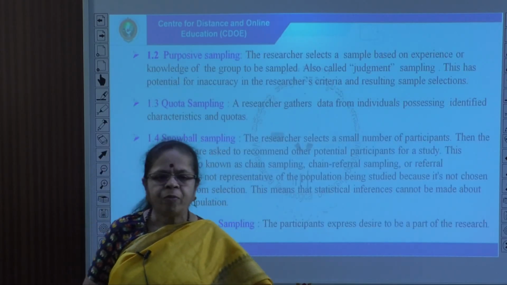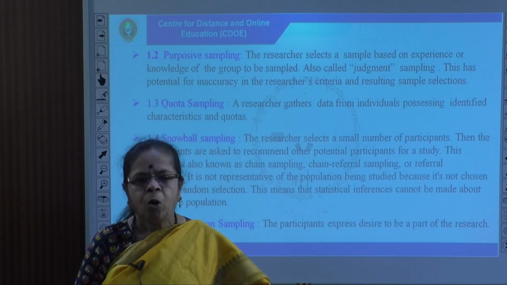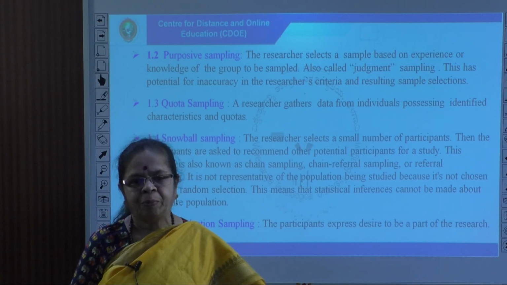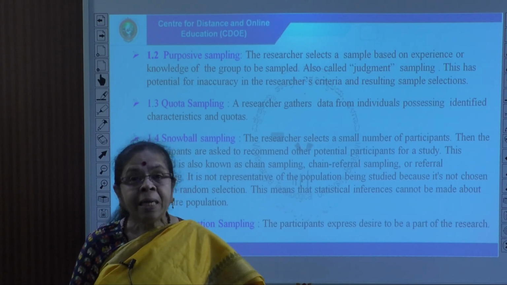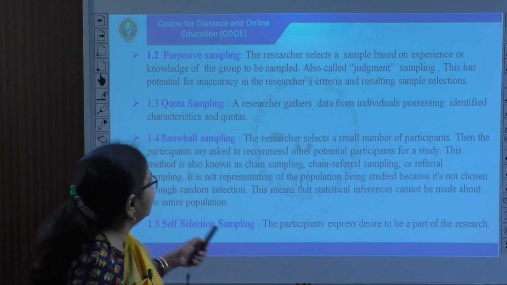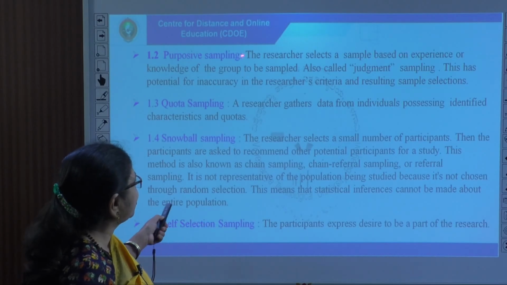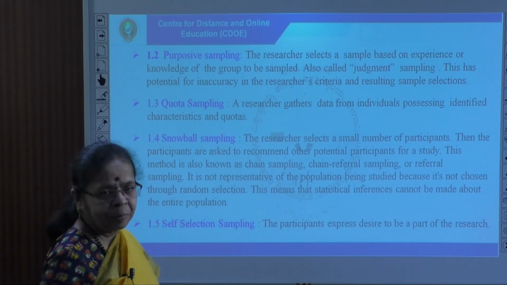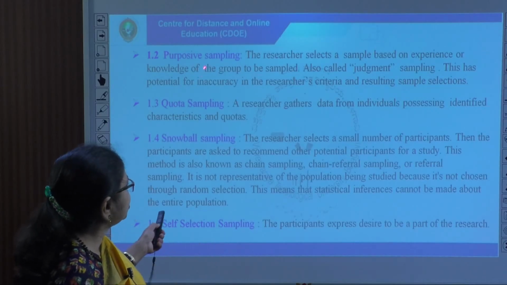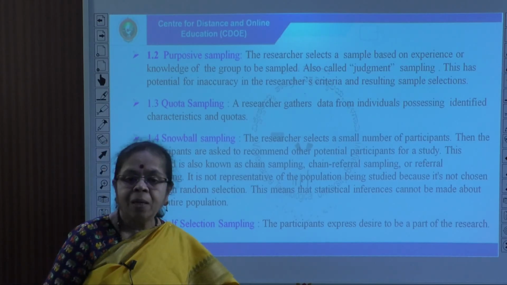Next, I have purposive sampling or judgmental sampling. Here what happens is I purposely choose something. The researcher selects a sample based on experience or knowledge of the group to be sampled. This is also called judgment sampling. This has potential for inaccuracy in the researcher's criteria and resulting sample selections.